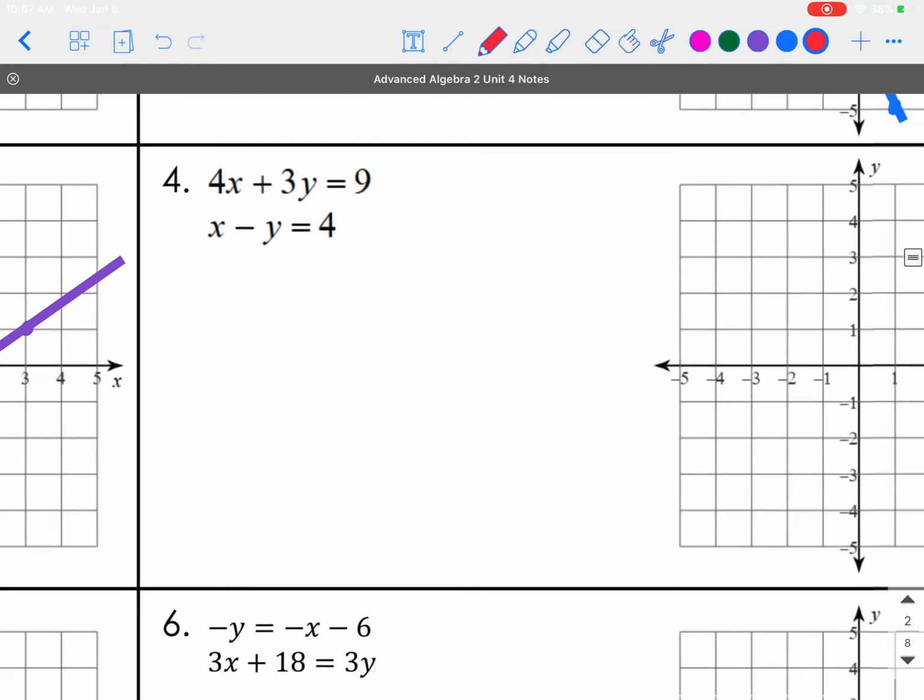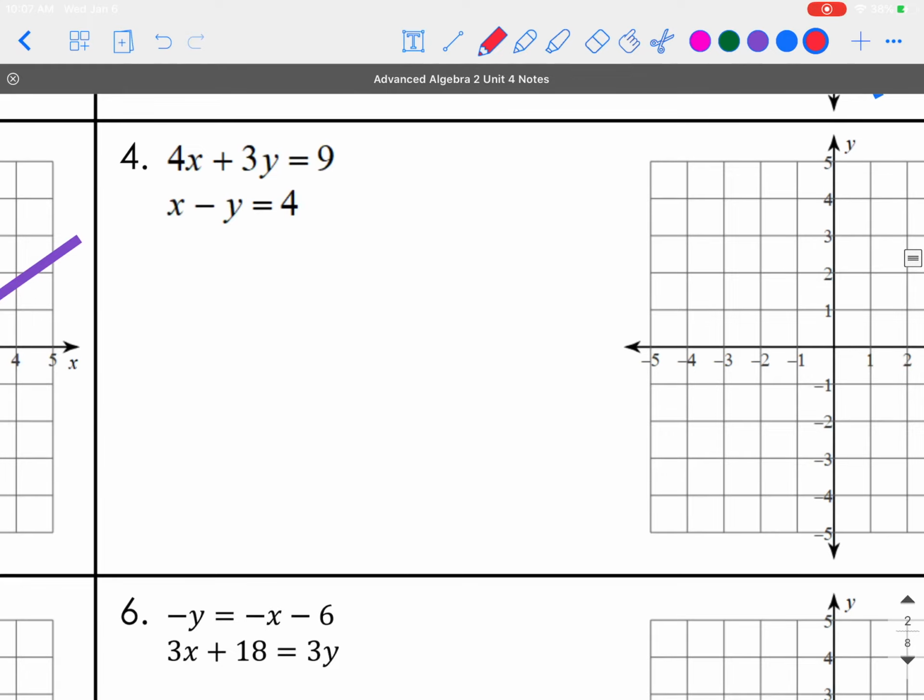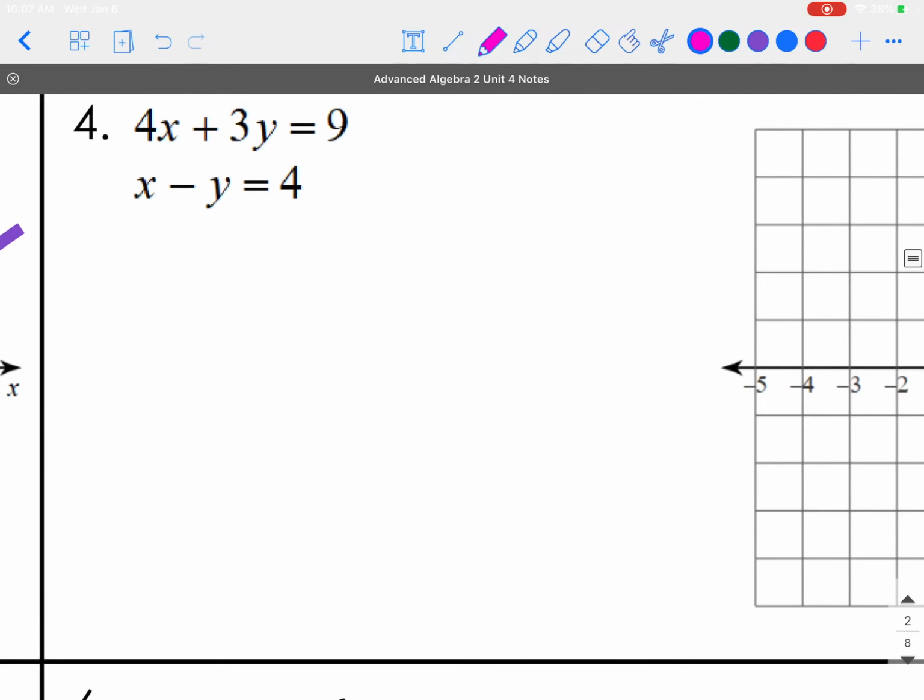Number 4, if you look at these equations, you're like, oh no, those look different, and they do. They are not in slope-intercept form. So we have to convert them to slope-intercept form. So I'm going to write those out. 4x plus 3y equals 9. That's my first one. So we'll work with that one first.